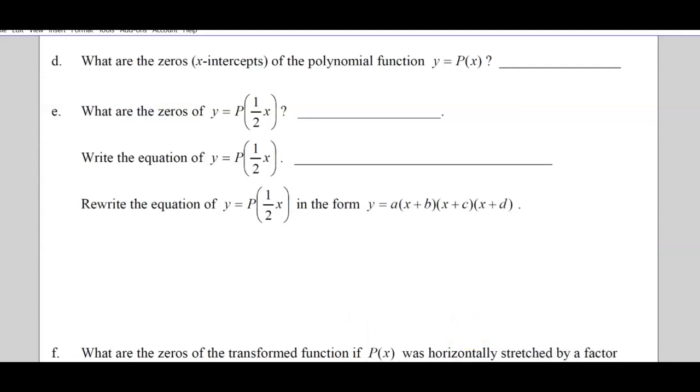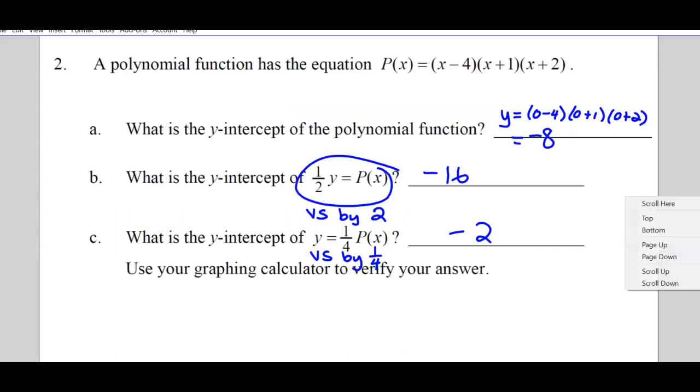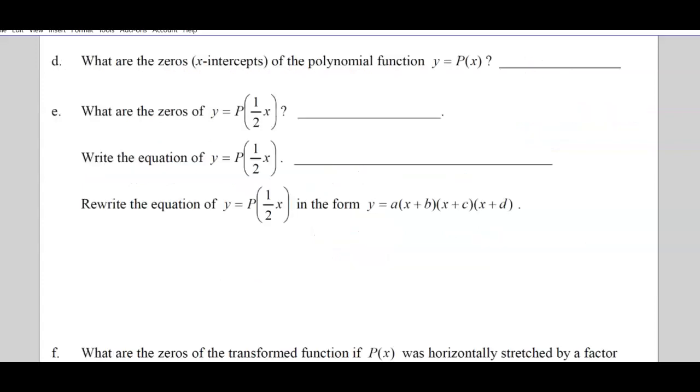Okay, what are the zeros or x-intercepts of the polynomial function? It's already in factored form, so it's whatever makes these zeros: positive 4, negative 1, negative 2. You can put them in numerical order if you like. Okay, those are the x-intercepts, the zeros of that function.